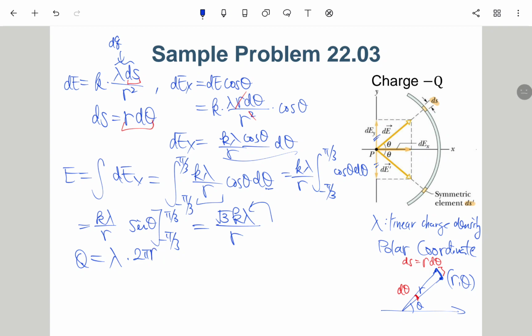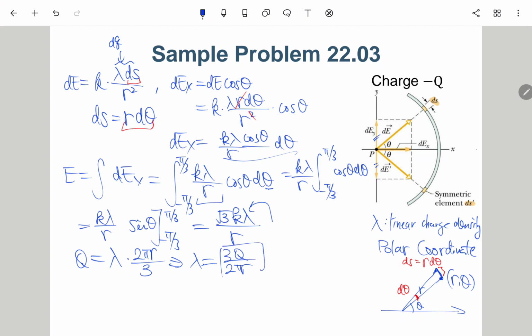2 pi r, 2 pi small r for the whole circle. But here we only have 1/3 of the whole ring because it is 120 degrees, so it is 1/3 to the 360 degrees. So we need to divide it by 3, which means that lambda should be 3q over 2 pi small r.